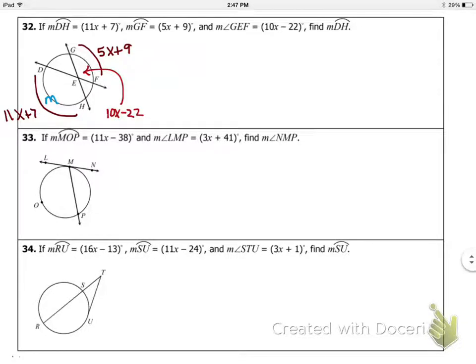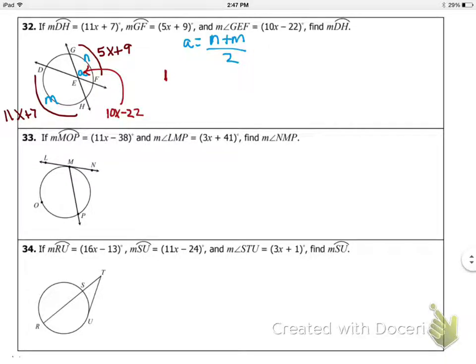Then we're supposed to find the measure of arc DH. So first of all, I want you to know the relationship here. Let's just say DH is arc M and arc GH is arc N, and that angle we're trying to find inside there, let's call it A. The relationship is that if I average the two arcs on the outside, they equal that angle on the inside. So that's what we're going to do here.